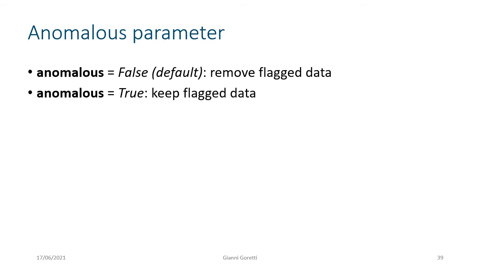Finally, as all the erroneous data have been removed, the anomalous parameter in the Python function comes into play, and if it's set equal to false, the flagged data, so the anomalous data, are removed too, whereas if it's set to true, the anomalous data are kept in the dataset.